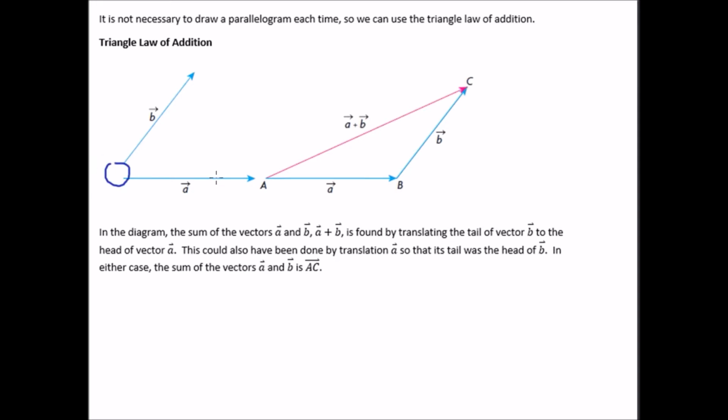So what they basically do is draw vector A first, and then they attach vector B head to tail. Remember, the resultant is always head to tail. Then they get the resultant. It says here that in either way the sum is AC. You can do vector A first, or sorry, vector B first, and then A, and the resultant is going to be the exact same thing.